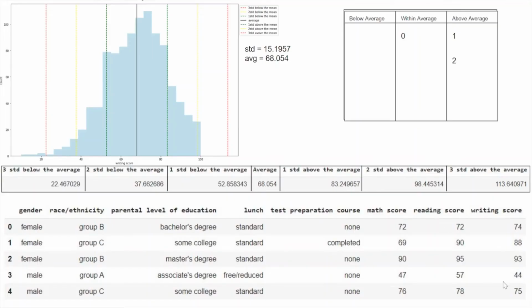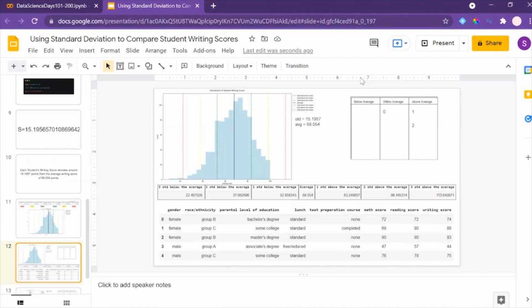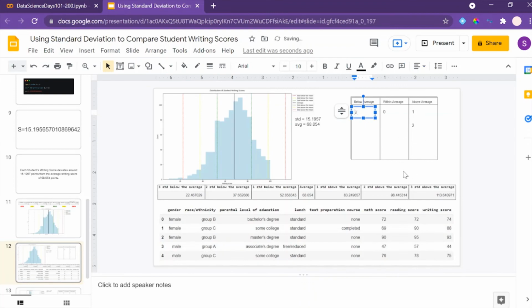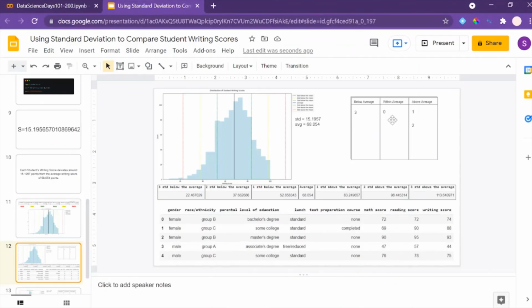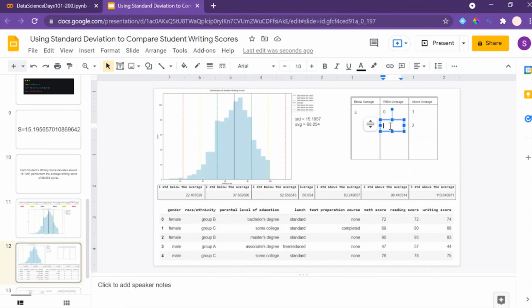Okay, student number 3 got a 44. Wow, okay. So this student is right over here, and this means that they are below average, because they are 2 standard deviations below the mean, okay? So student number 3 is going to go into the below average column. Okay, and then finally, student number 4 got a 75. And 75 is right above here. So they are within average. So we're going to add student number 4 to within average.